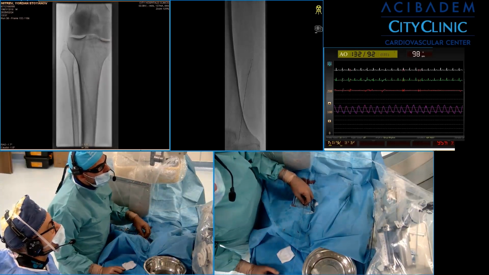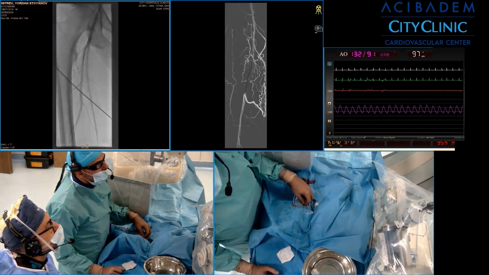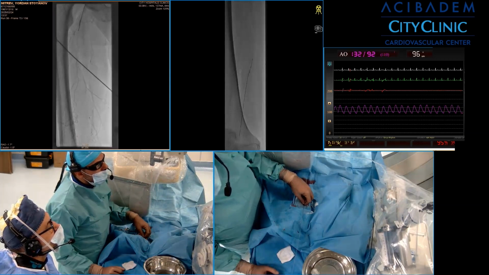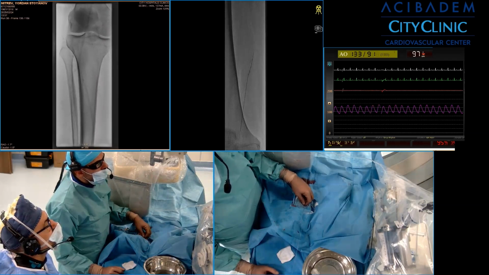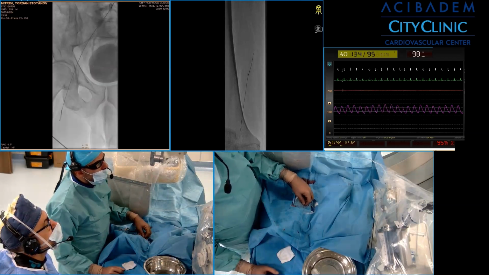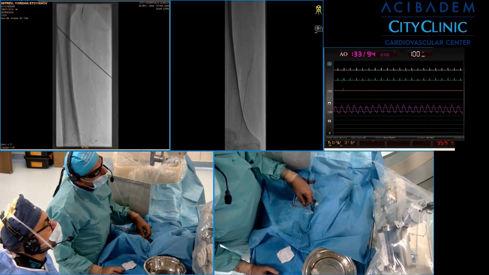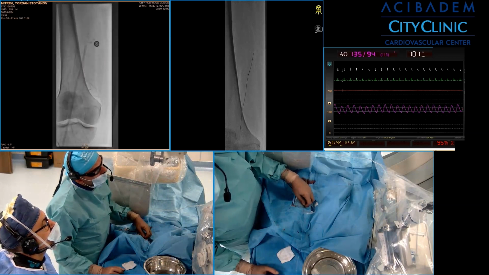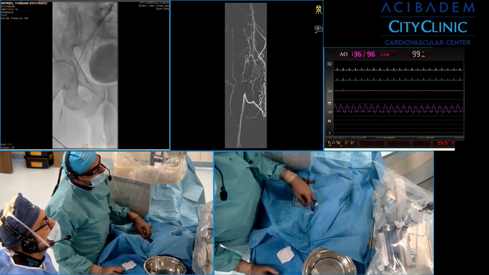Remove the roadmap for a while. Put it again. Advance the microcatheter slightly. Stop. Okay.